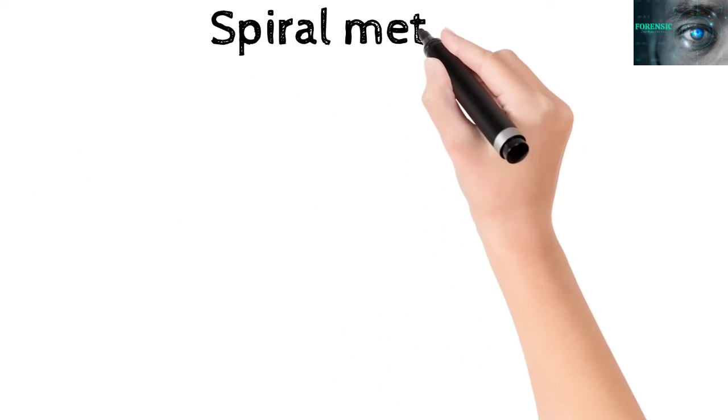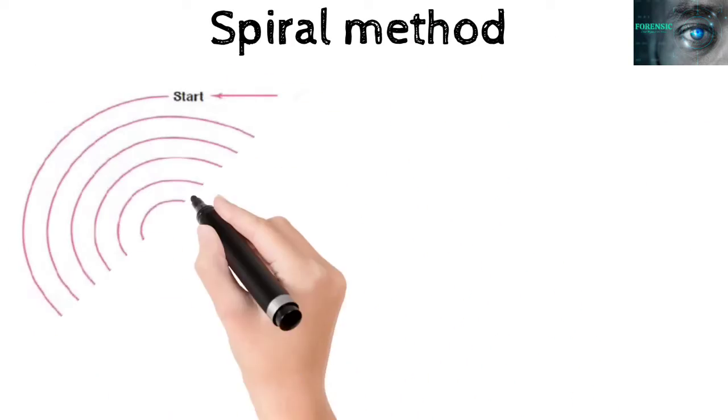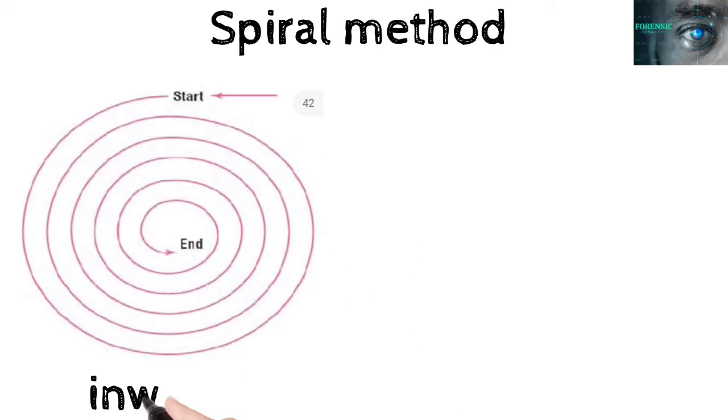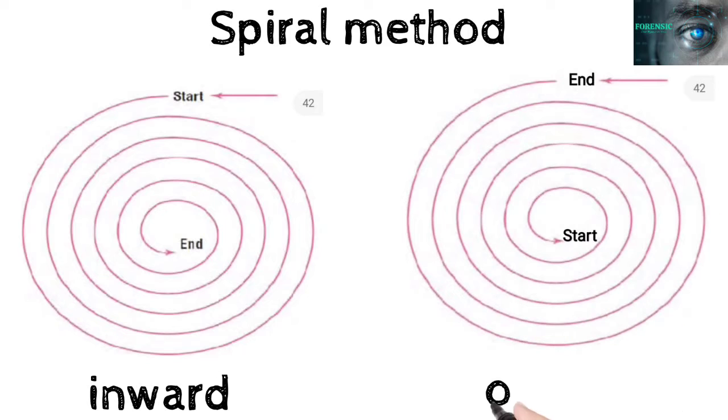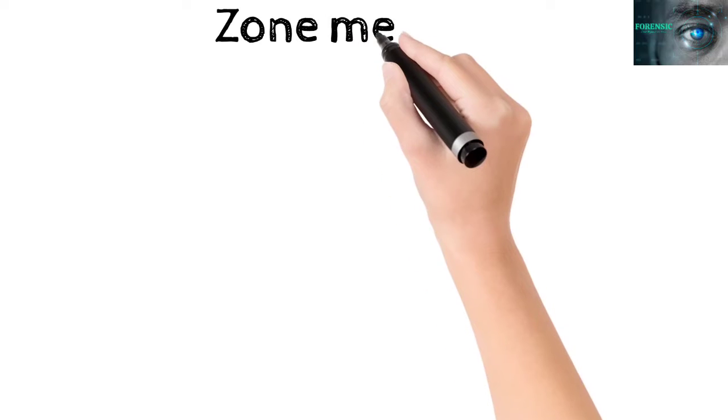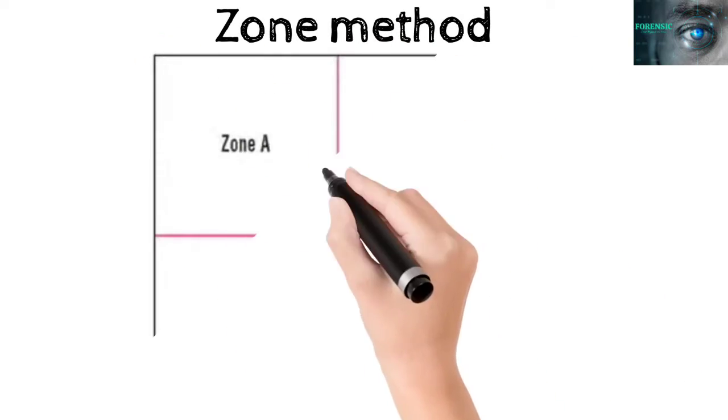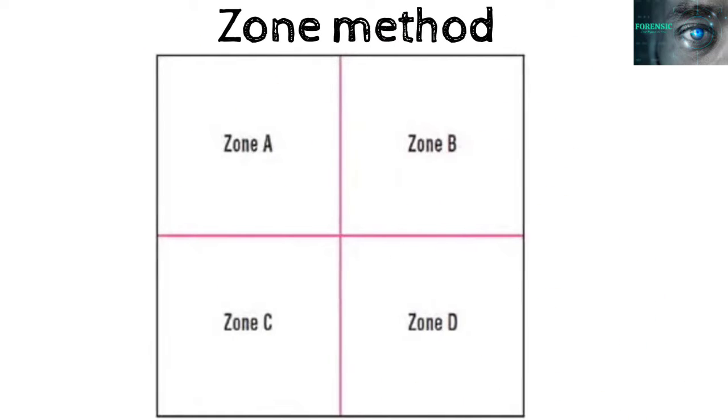Spiral method. Here the search is started from one end of the crime scene, carried out in spirals till the focal point of the crime scene. It is of two types: inward and outward. Zone method. The scene is divided into small zones and each zone is examined in turn.